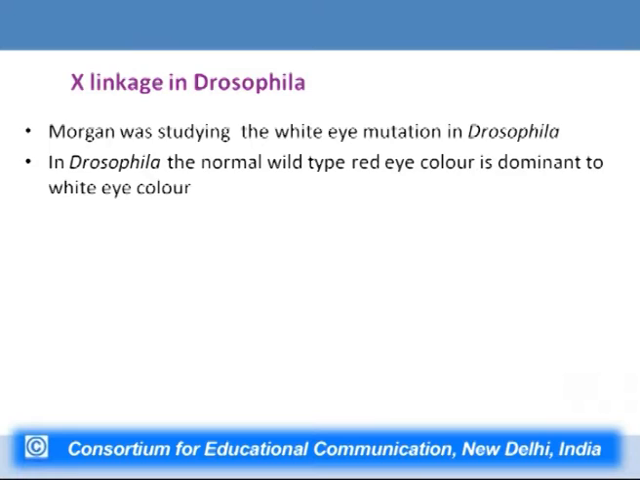So, for elucidating this X linkage experiment, at that time Morgan was studying a specific mutation in the eye color of Drosophila, now known as the white eye mutation. In Drosophila, the normal wild type color is red, and this red color is dominant to white eye color. That means the gene which codes for red color is dominant to the gene which codes for white color. Whenever even a single copy of this gene is present, the organism will have red eye color. However, for white color to appear in the eyes, the organism must have the homozygous recessive condition of the white eye gene.